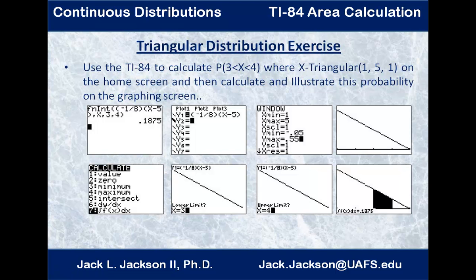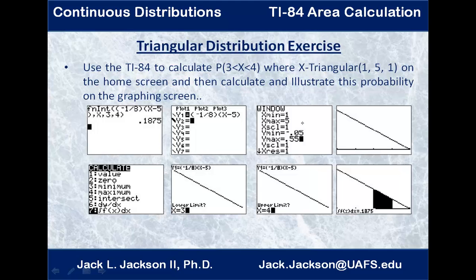We could have even changed that to a fraction, and it would have given us the same thing we got over there. Or it did give us the same thing we had in decimals. So if that's all we need, we could stop there. If we want to visualize it, then we're going to put our formula for our PDF, negative 1/8 in parentheses times x minus 5, for y1.